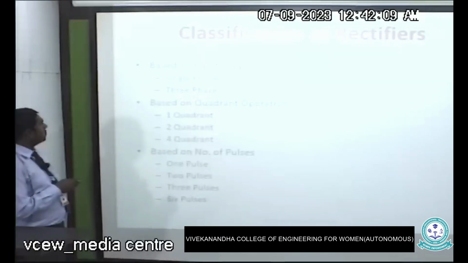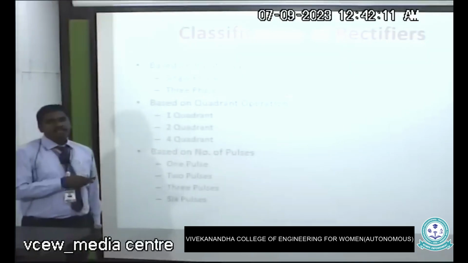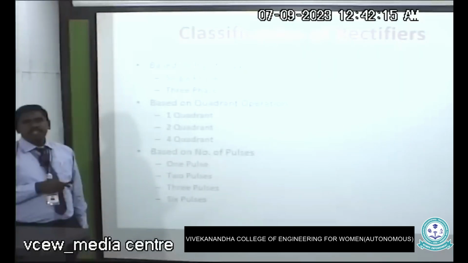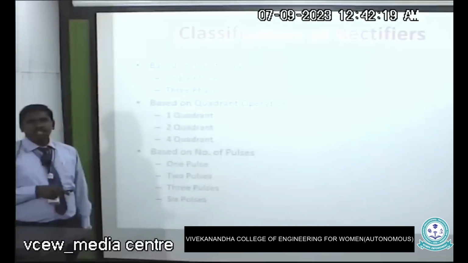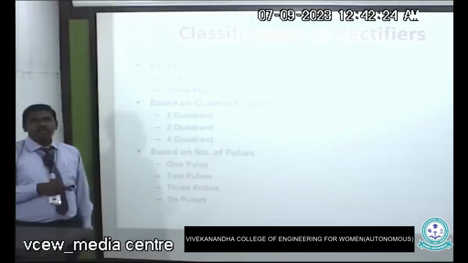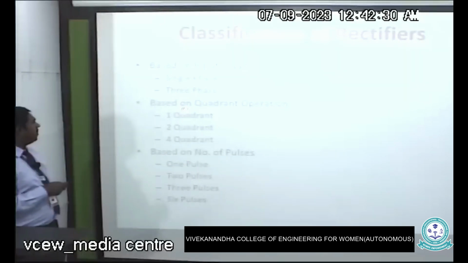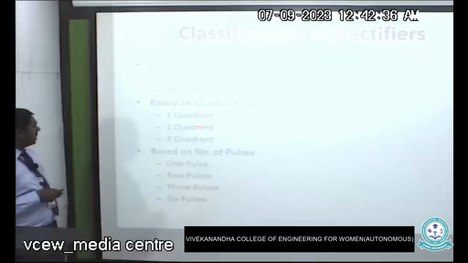Based on the input supply we can classify them into single phase and three phase. Why do we classify it this way? Because the input supply is an AC supply, and an AC supply can be given in two ways: single phase and three phase. Then we move on to the quadrant operation, that is, single quadrant, second quadrant and fourth quadrant.